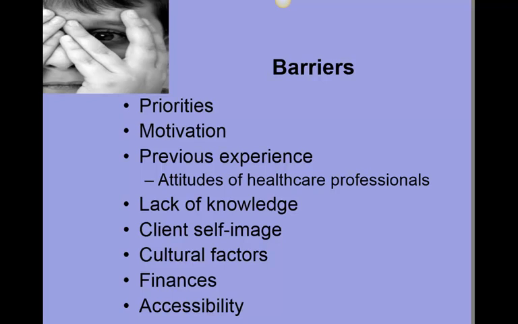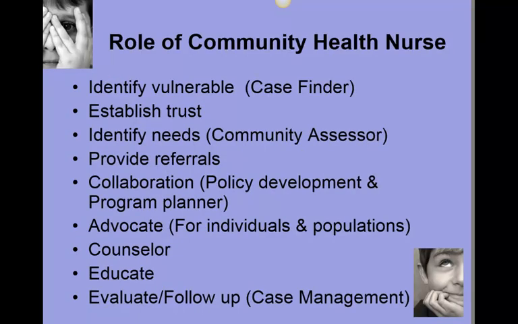Okay. Cultural factors, as we discussed, poverty and accessibility. These are all barriers to healthcare for vulnerable populations. So what is our role, again, as community health nurses? We're going to be case finders. We need to find these people and address these issues. We need to establish trust with them, again, because they are going to be mistrustful. We need to identify needs in the community. Are we meeting the vulnerable population's needs or not? Or where do we need to improve?